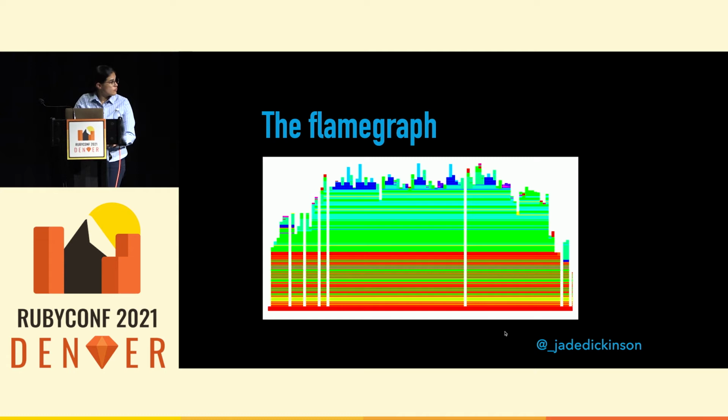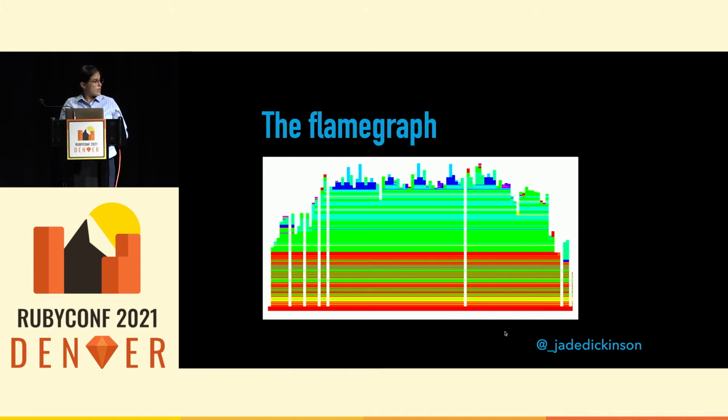Rack Mini Profiler has a very good flamegraph tool, which you can use by adding the query parameter pp equals flamegraph to your query string. And it gives you a flame graph of what happens when you load your page. The way it works, in the same way I talked about profilers working, is that every millisecond or so, it sends a signal to your Ruby process to interrupt it, and then it records the current stack. And then it squishes them all together, and then it visualizes that.